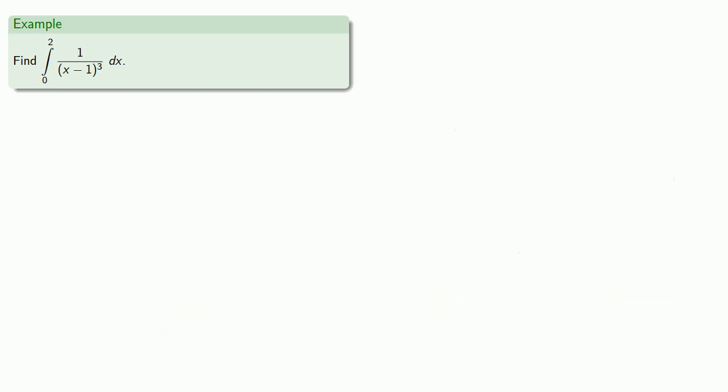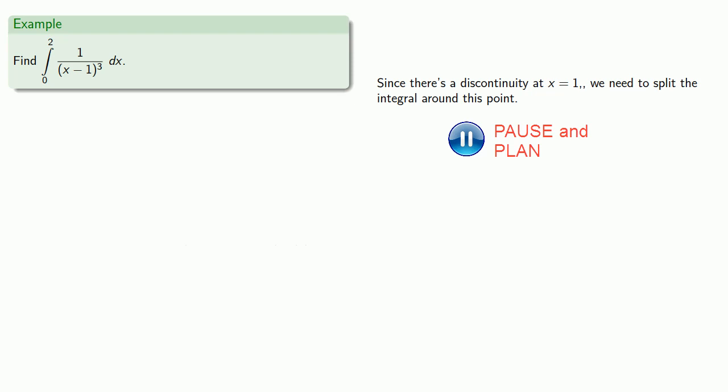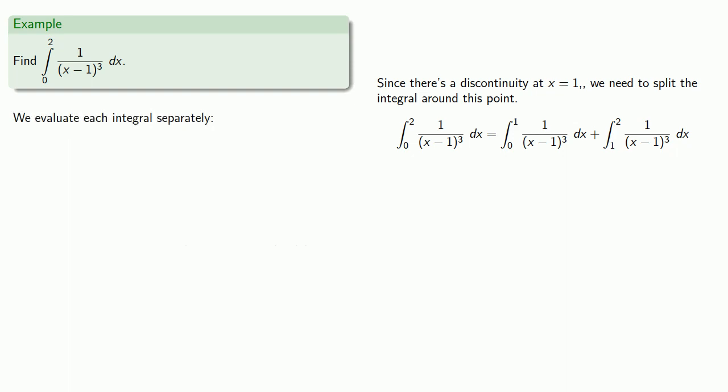So let's do this integral the right way. Since there's a discontinuity at x equals 1, we need to split up our integral around this point. And let's evaluate each of these integrals separately. So we'll take that first integral from 0 to 1, and because we have that discontinuity at 1, we'll limit away from that discontinuity.